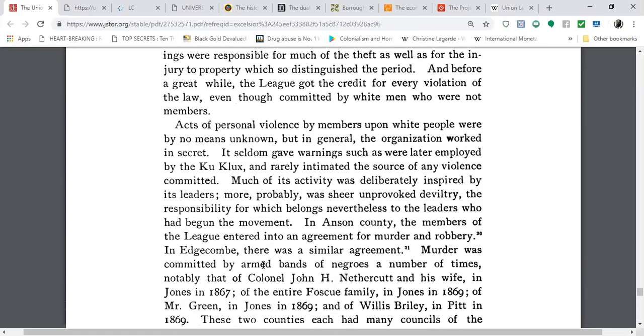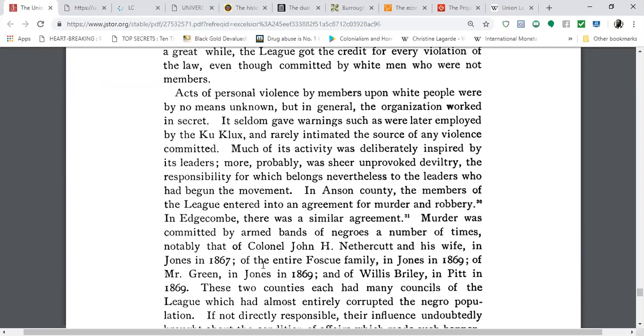Acts of personal violence by the members upon white people, while by no means unknown, but in general, the organization worked in secret. It seldom gave warnings such as were later employed by the Ku Klux Klan, and rarely was the source of any violence committed. Much of this activity was deliberate and inspired by its leaders. Moreover, probably much was sheer unprovoked deviltry, and what is responsible for this belongs nevertheless to the leaders who had begun the movement.